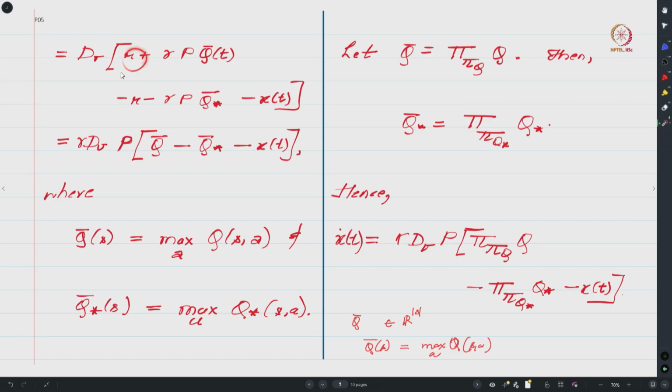So I can express TQ t in the following way: R plus gamma P Q bar t, and TQ star I will express as R plus gamma P Q bar star. This R and this R will cancel off, and by taking this gamma P in common, I can write it as gamma times D nu P times Q bar minus Q star bar, and this x of t I will write as it is. As I have defined here, Q bar of s is basically max of Q s, a, and Q bar star of s is defined in this way. Notice that here I have a round bracket t.